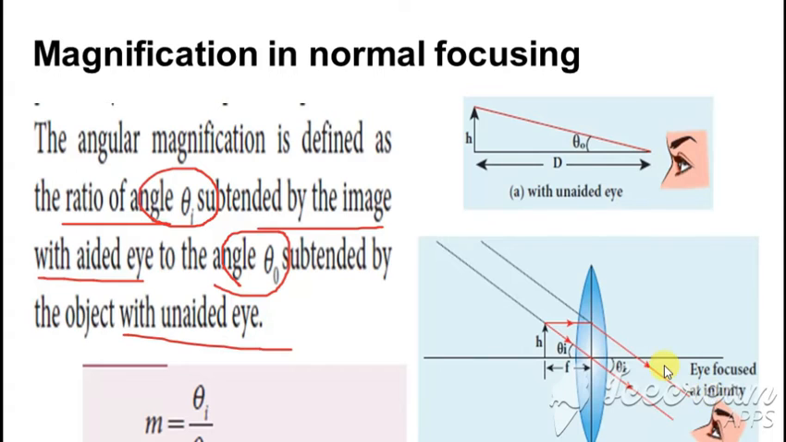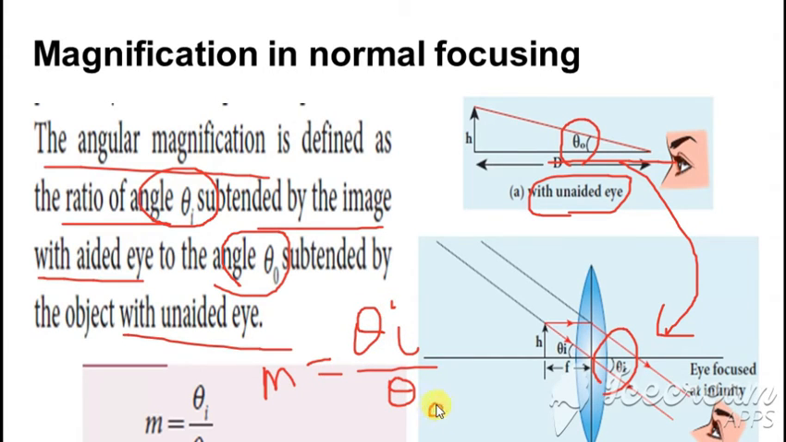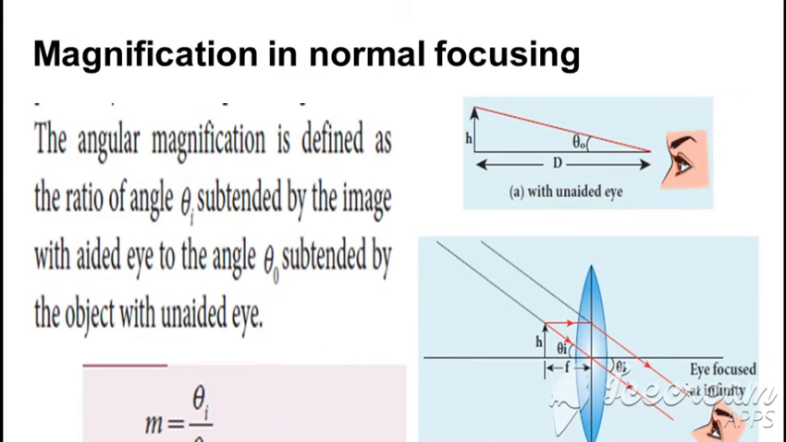Aided eye is when you are focusing with the help of a lens, and when you are focusing only with the eye, that is called unaided. So that is denoted by theta naught, and this is theta I. When you take the ratio of both, that gives your magnification. So magnification is equal to theta I divided by theta naught. This gives your angular magnification.